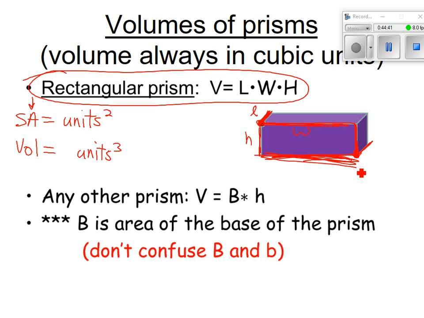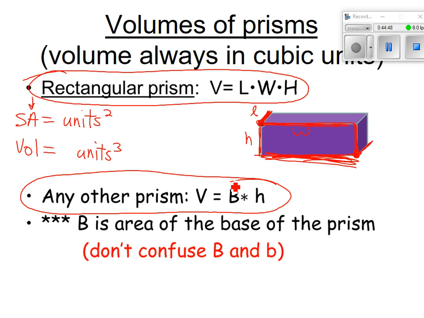What do you mean, don't confuse the B? On this, you might want to circle this. Any other prism that's not a rectangular prism.